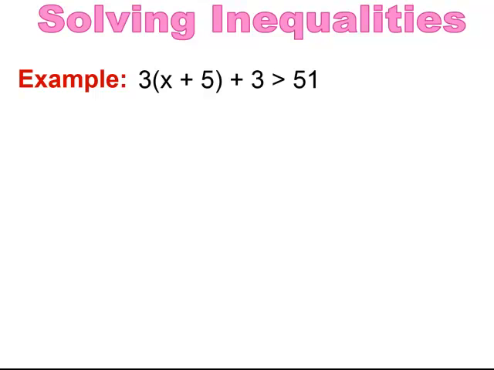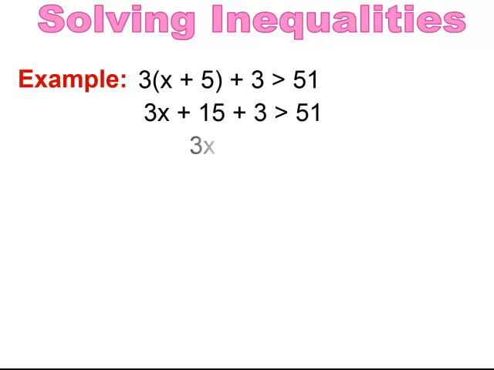So we have a multi-step inequality. The first step here is we're going to have to do the distributive property. So you're going to do the distributive property. Always double check your arithmetic that you multiplied all the way through. So you have that 3x plus 15, because 3 times 5 is 15, and then we're bringing down the plus 3 is greater than 51.